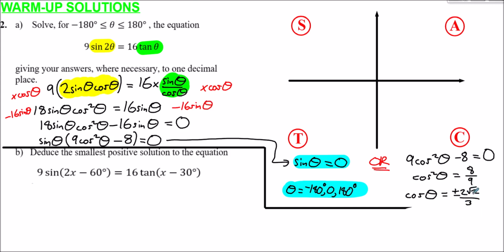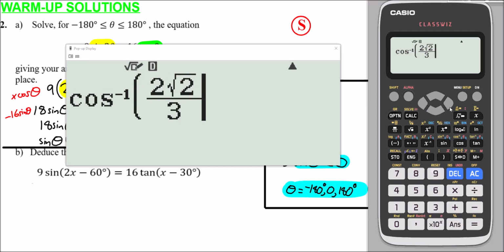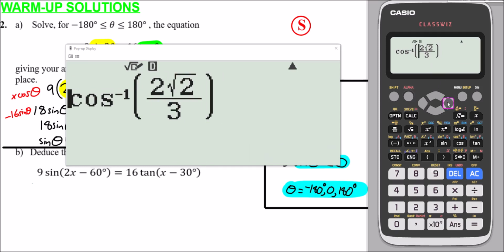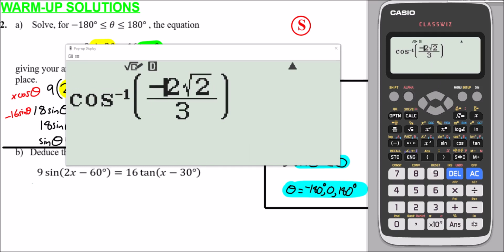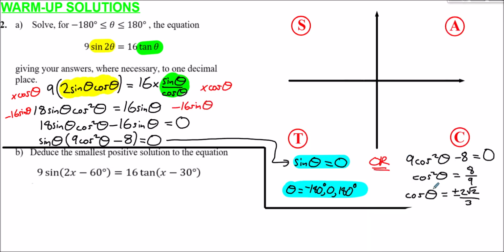So we can take the principal values for this. So we can do cosine minus 1 of 2 root 2 over 3, which gives 19.47. The minus option is 160.53. Obviously it says to give it to 1 decimal place though. So from here, I can say that theta is either going to be, it was 19.5 to 1 decimal place. I'll do the other one in a moment.